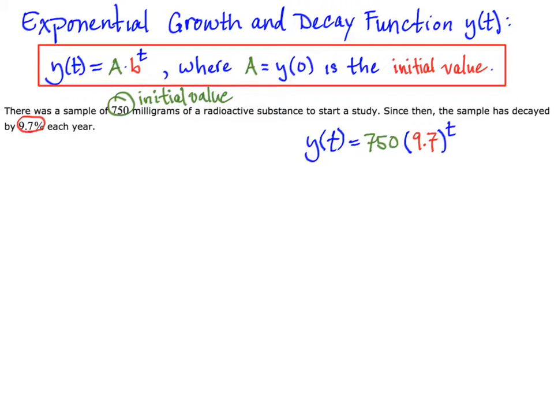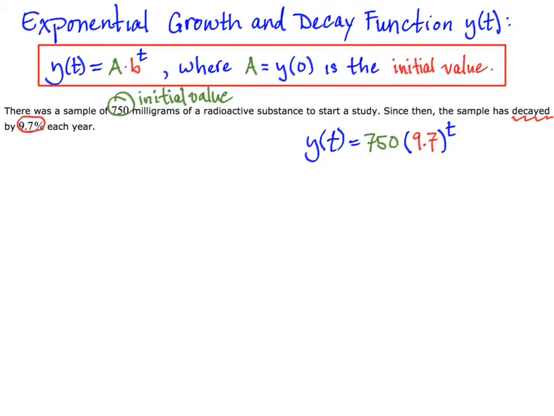It's more than 9, a little bit less than 10. So you would be multiplying 750 by something between 9 and 10, so you'd be getting a pretty big number. And that would be an increase, not a decrease, in the quantity of that radioactive substance. That's not quite what's going on here.